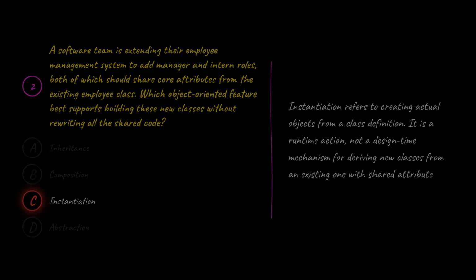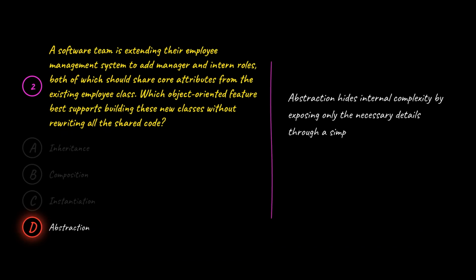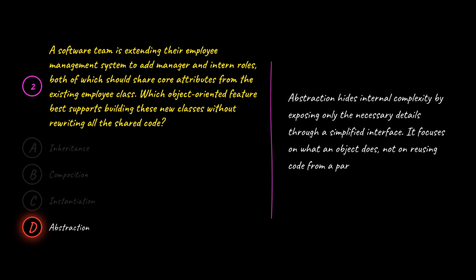D is wrong because abstraction hides internal complexity by exposing only the necessary details through a simplified interface. It focuses on what an object does, not on reusing code from a parent class across new classes.